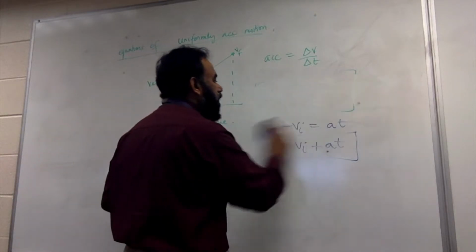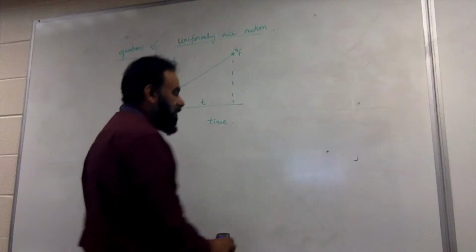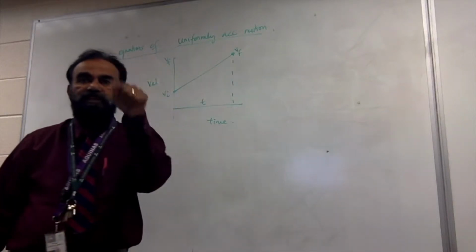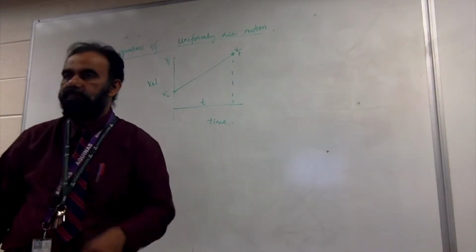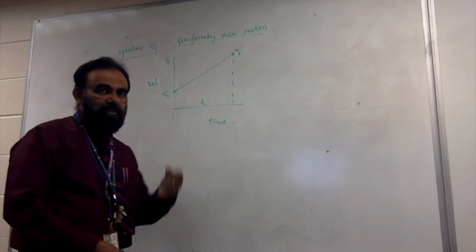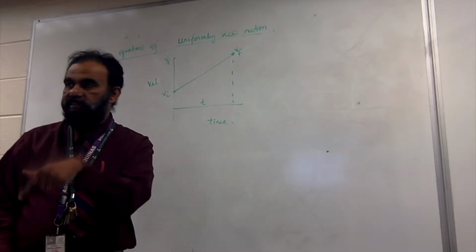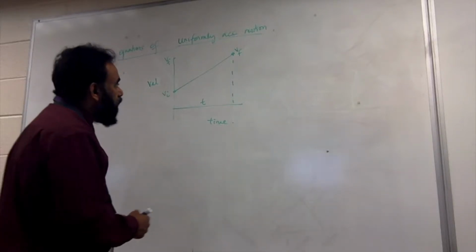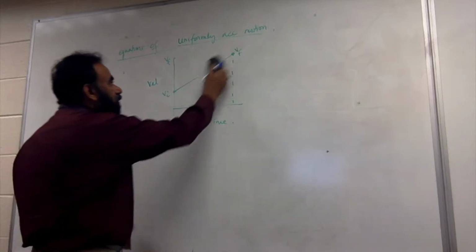Now, the acceleration definition is what brings you the first equation of motion. It gives you a connection between Vf, Vi, acceleration, and time. All right. Now, to get the second equation of motion, watch what I'm doing.